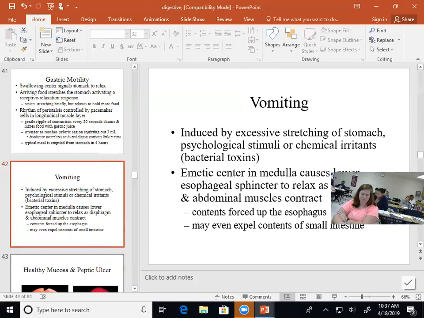Now, usually what you're vomiting are stomach contents, and the pyloric sphincter's closed. If this becomes exaggerated, you can actually end up vomiting from the intestines. And people have actually vomited even feces. Some of my nurses are shaking their heads like, yeah, you've seen that happen. That can happen, be warned in case you haven't seen that.